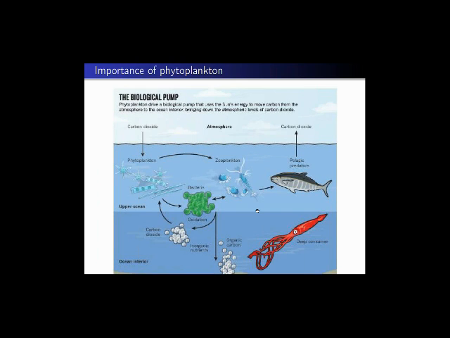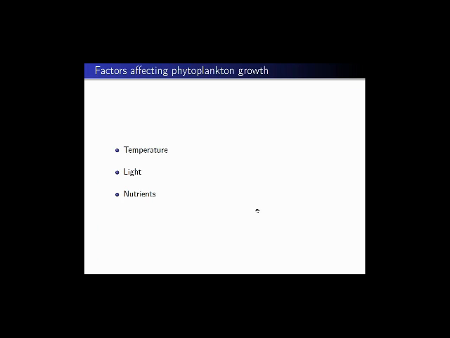So to understand the effects of phytoplankton, both on the food chain and on the carbon pump, it is very important to understand what affects their growth. There are three main factors. Temperature is one of them. As with most microbial metabolism, phytoplankton growth or primary production is expected to increase with temperature.